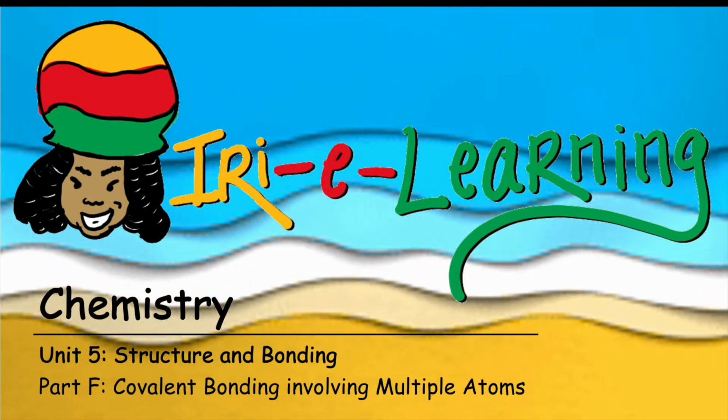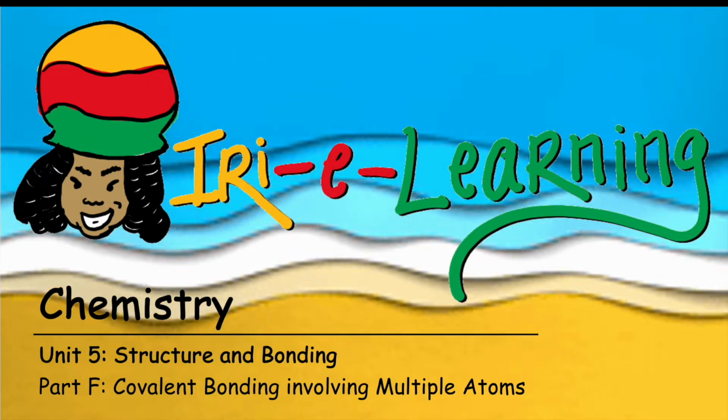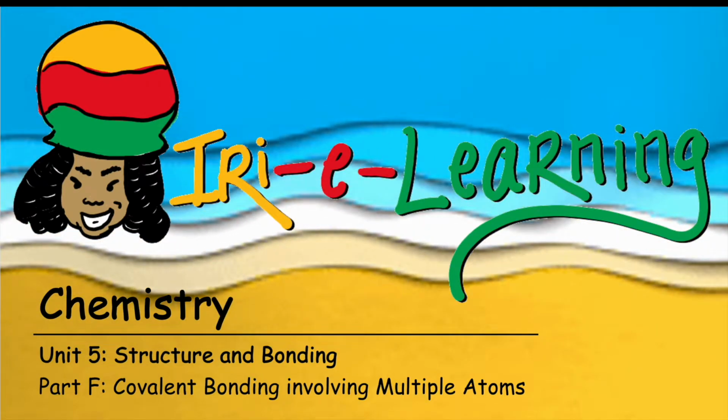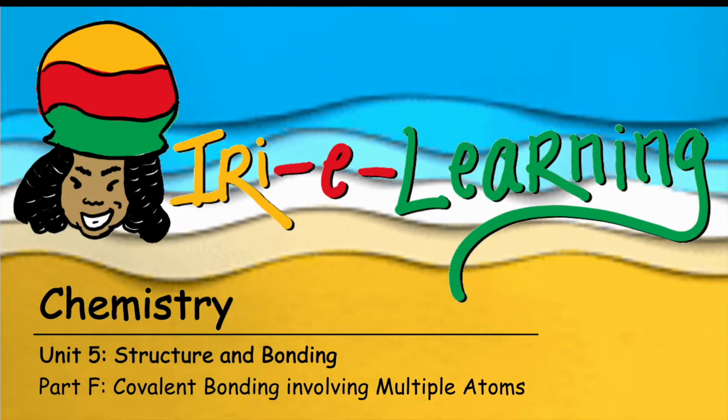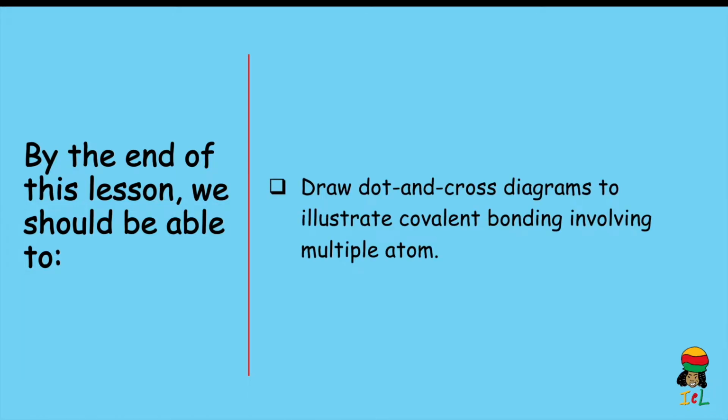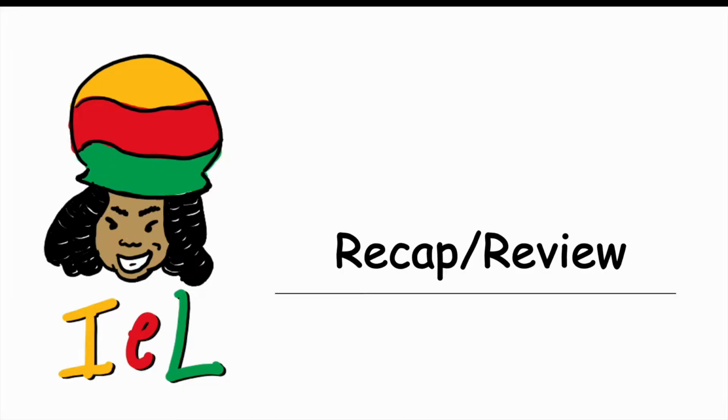In this structure and bonding lesson, we will explore covalent bonding involving multiple atoms. Check the description box for links to all the videos related to this unit. By the end of this lesson, we should be able to draw dot and cross diagrams to illustrate covalent bonding involving multiple atoms. We will start with a quick recap of 4 important points to remember.